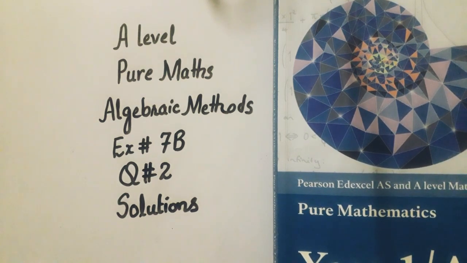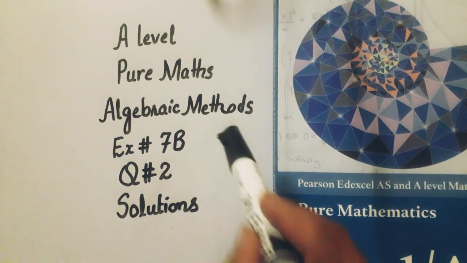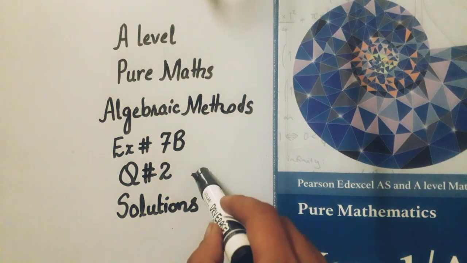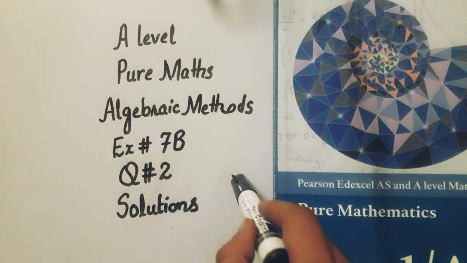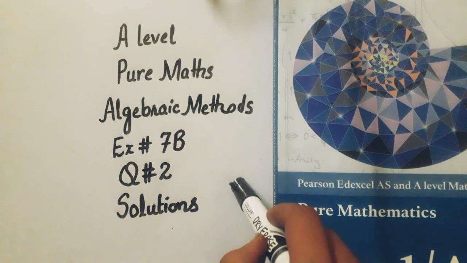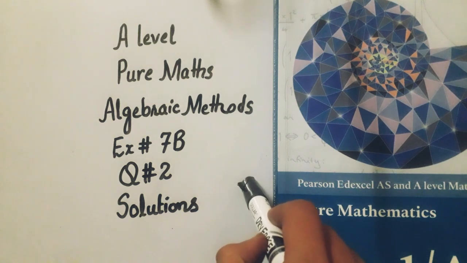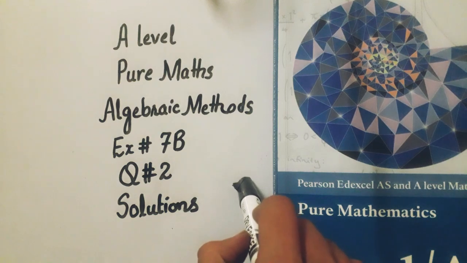Algebraic methods are all about simplifying and solving expressions. In this video, we tackle exercise 7b, question number 2, where we apply key algebraic techniques to find the solution step by step. Let's start by reading the question carefully.